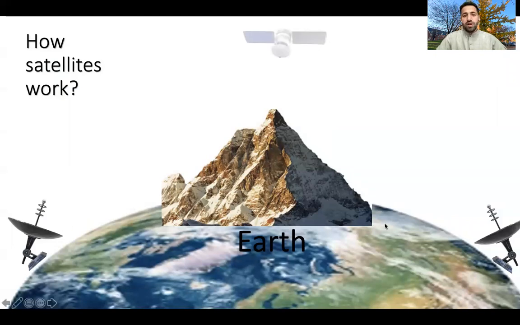So here comes our satellite for the rescue. The satellite will take their signal from the transmitter. The transmitter will actually send the signal to the satellite. Satellite will amplify the signal, process the signal, and filter the signal, and then send it back to the receiver on the other side of the planet.